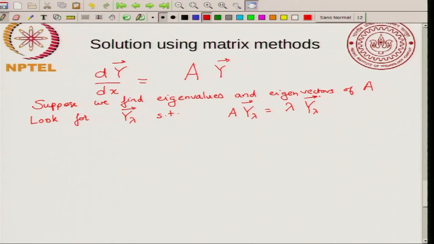Okay, now for these vectors, we can immediately write d y lambda divided by dx is nothing but lambda times y lambda. So, why did I write this? Because you look at this equation, suppose y was not a vector, then you would say dy by dx equal to lambda y, it's a linear equation, the solution is exponential. Okay, but now you notice that this is an eigenvalue lambda. So, for each of the components of y, you have a linear equation. That means each of the components satisfies an exponential equation.